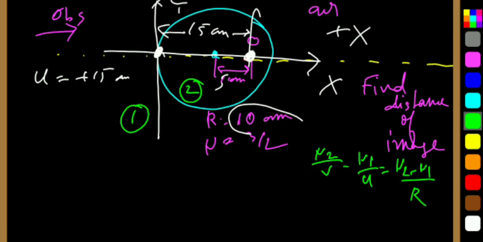Okay. Now U is plus 15 centimeter, and I don't know what V is. I will find out V. I know what mu2 and mu1 are. Mu2 will be here 3 by 2 and mu1 will be here 1. Mu2 and mu1 I have already found out.